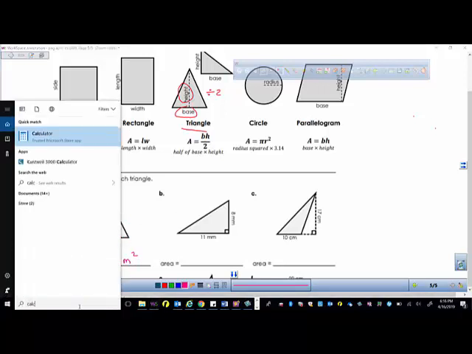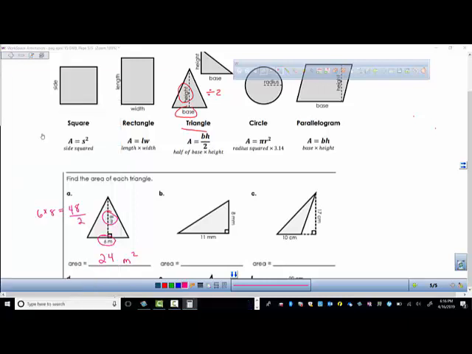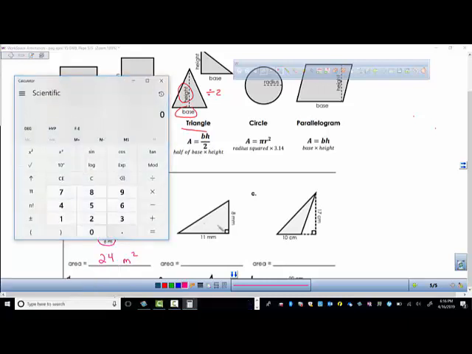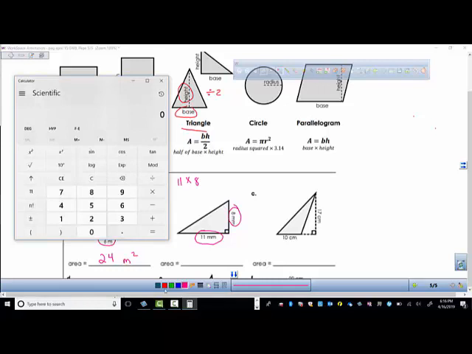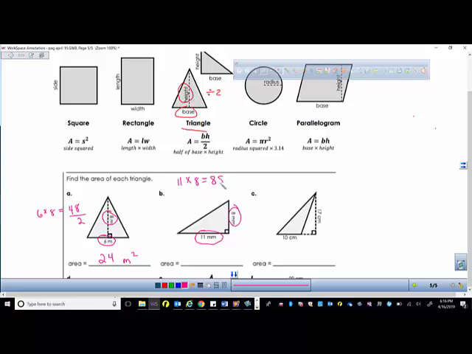Okay, let's try the next one. I'll bring back up my calculator. Alright, so this next one I have my horizontal, or my base, is 11. My height is 8, so I'm going to multiply. I'm going to take 11 times 8, and I get 88. But it's a triangle, so there's two of them that would make a rectangle, so I have to divide my answer by 2. Or take half. Dividing by 2 is the same as half. So I get 44 square millimeters.